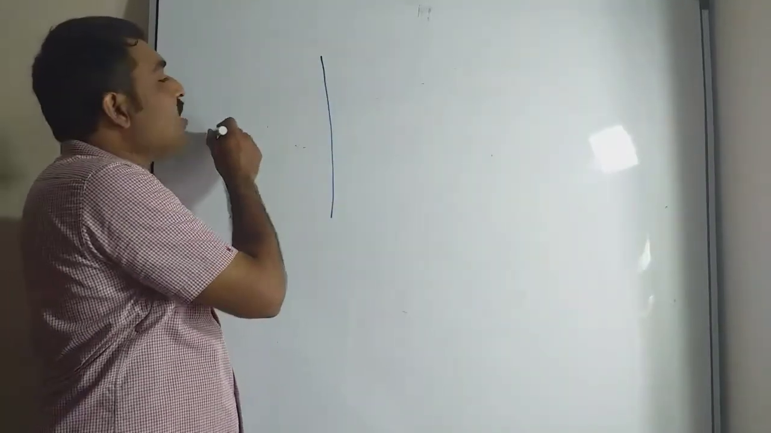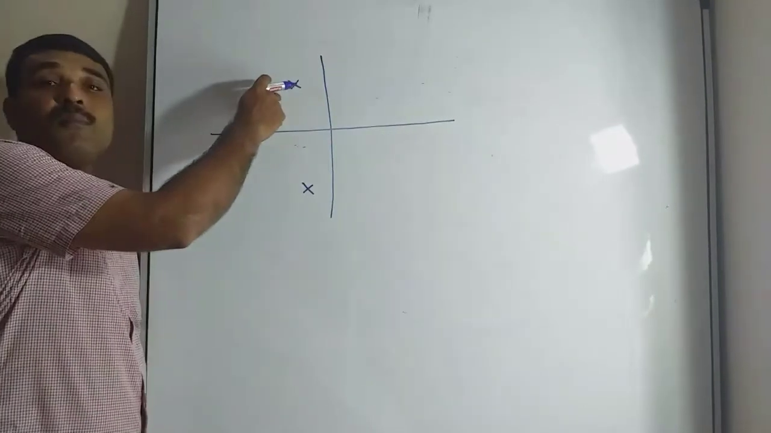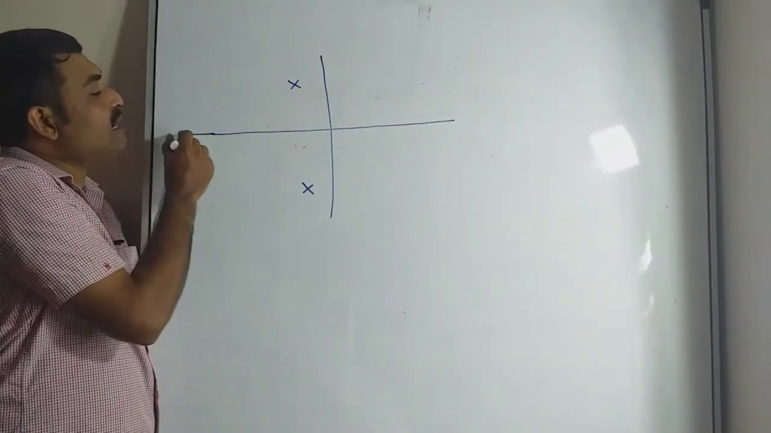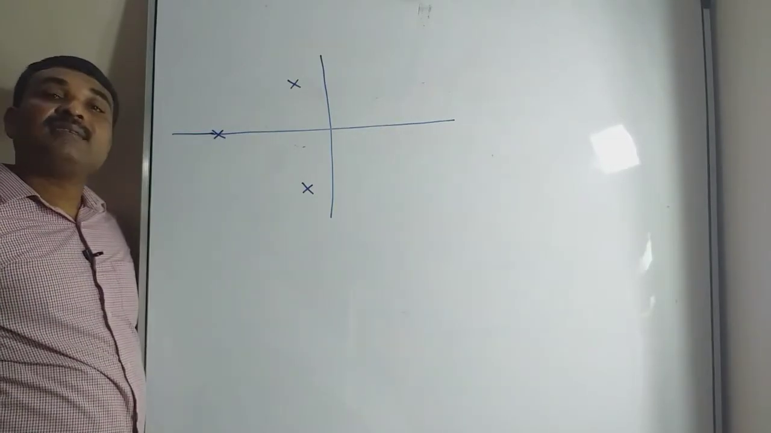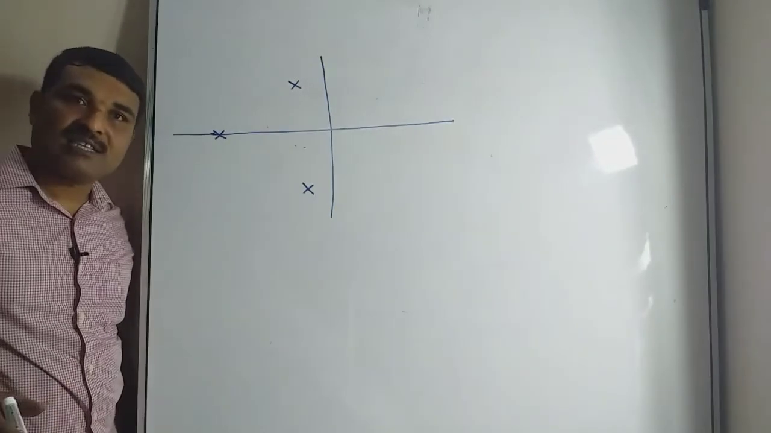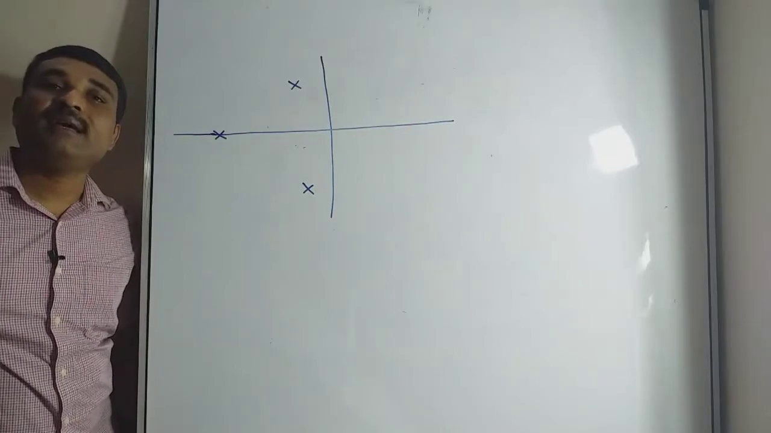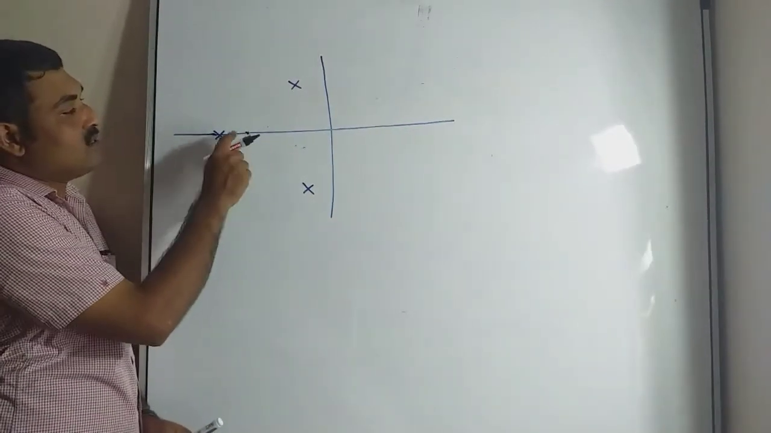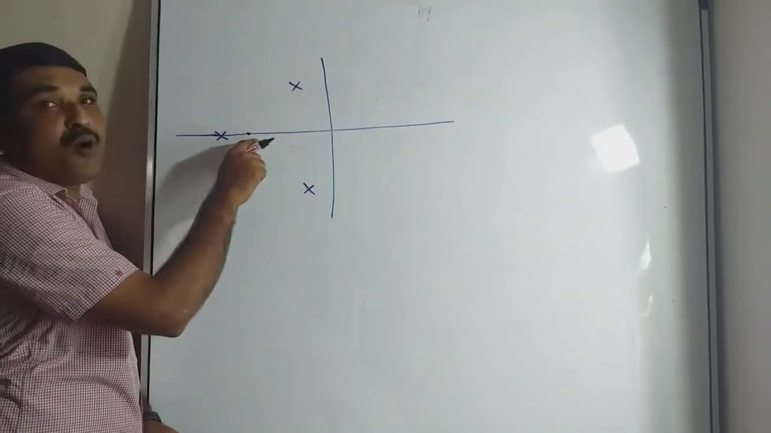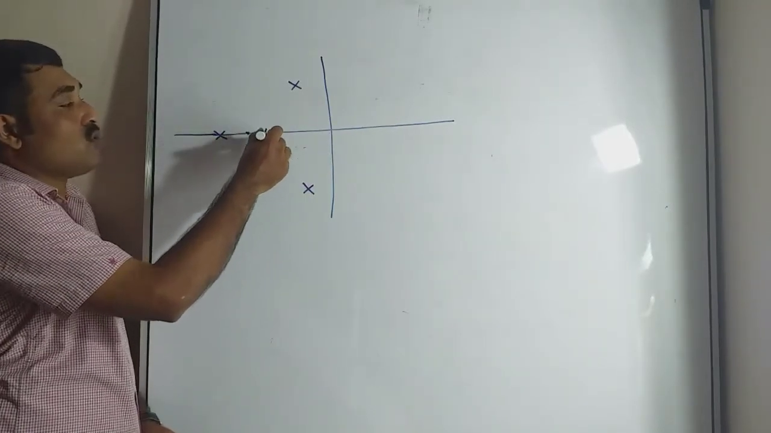Suppose we have three poles, a pair of complex conjugate poles and a real pole. Then what is the approximate shape of the root locus? We already found the angles of asymptote, that is 60, 180 and 300 degrees. Take a test point here. On this real axis, there are no poles, so this portion is not on the root locus.